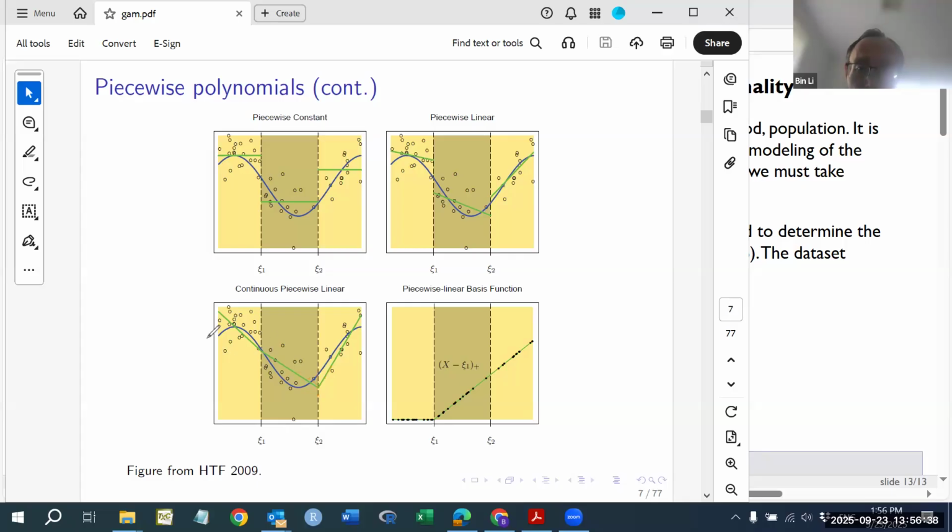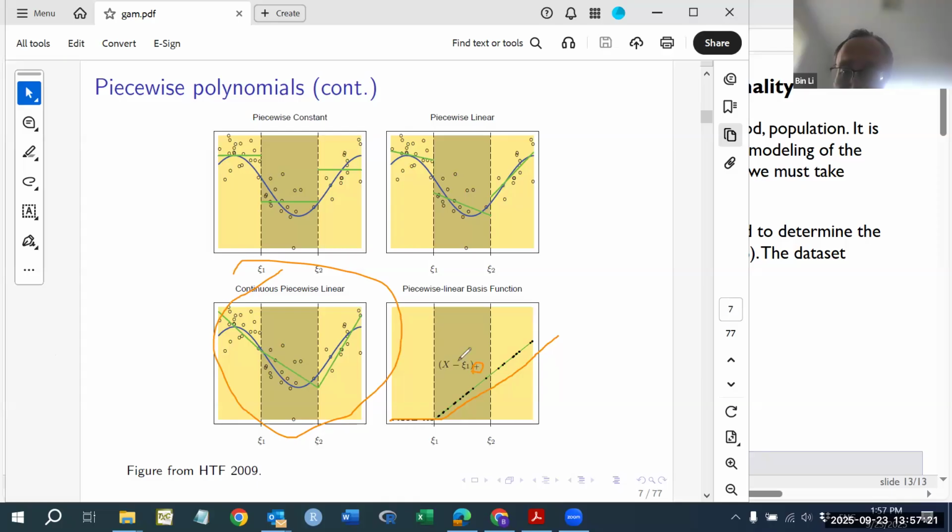So you may ask, how can we model these continuous piecewise models? Very simple, actually. It's much simpler than you think. To model this piecewise linear model, we only need some basis. That basis is the piecewise linear basis. Here, this basis is x minus C1 with the plus sign in the subscript. What does that plus sign in the subscript mean? It only records the positive part.